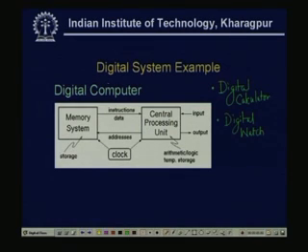So mainly this course concentrates on the design of a digital computer, and if we learn a digital computer, then this is digital system design, and the full course will be covered. So mainly this we have to learn.